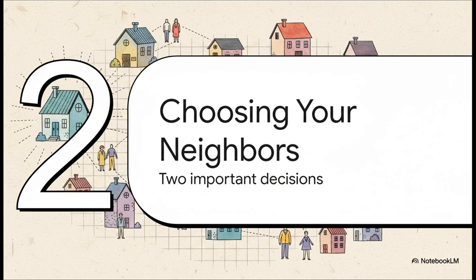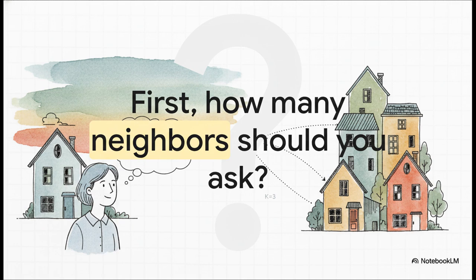But here's the thing. As simple as it sounds, you still have to make 2 really important decisions before you can get started. And these choices are going to totally define how your algorithm sees the neighborhood. So, the first big question is all about that letter K. How many neighbors are you actually going to consult? Just 1? Maybe 5? Or 50? This one little number can totally change your results.